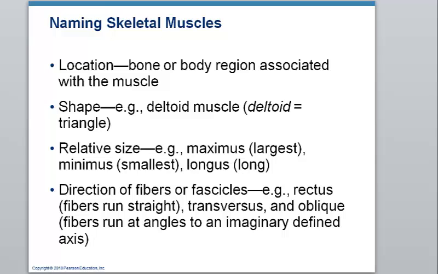The example that's given over here is deltoid. Deltoid is triangle shaped, so it's deltoid muscle. Relative size, that'll be your gluteus maximus, gluteus minimus. So which one is bigger, which one is smaller, so you can name it accordingly. The next one is direction of fibers, oblique muscle. We call that because the fibers are running in an oblique direction, right? Rectus, running straight. Transverse, running transverse. Oblique, at an angle. So based on all those things, you have these names.